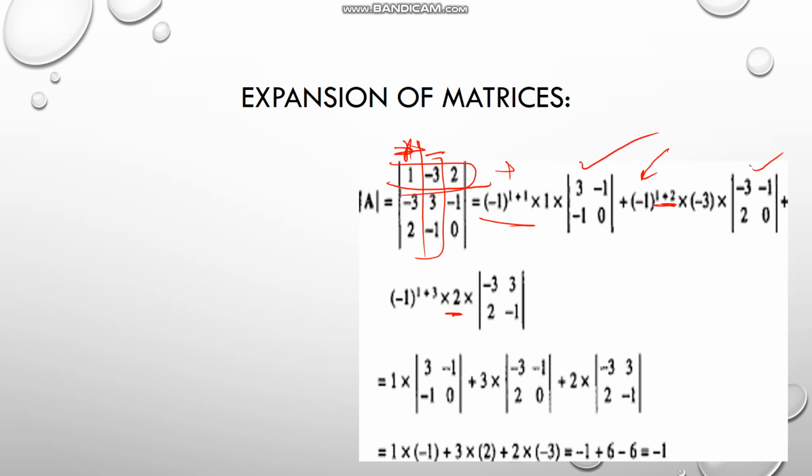For finding the magnitude of these matrices, we need to multiply in this manner: 3 into 0 and minus 1 into minus 1, along with the minus sign. So we will get the magnitude of the determinants.